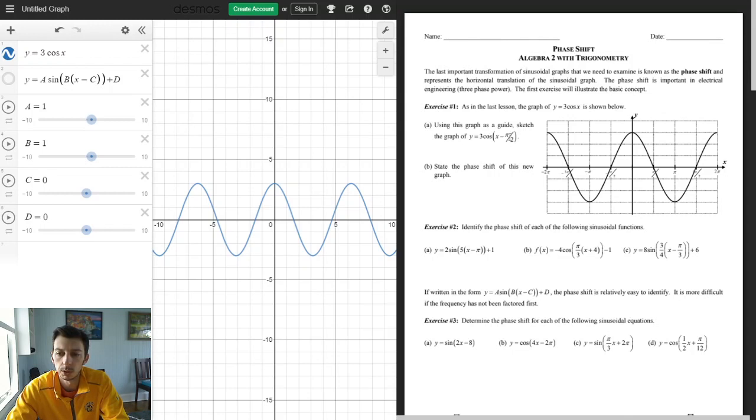over 2. So as you start to put in values for x, you're going to notice that every time you put in a value, you have to subtract pi over 2. So if you put in something like, let's say pi, which is 180 degrees, you're going to subtract pi over 2, which is 90 degrees, and then you're actually going to get the output value for 90 degrees.